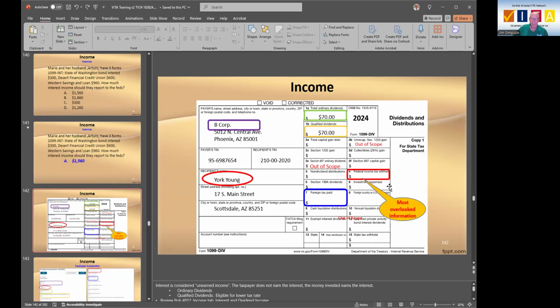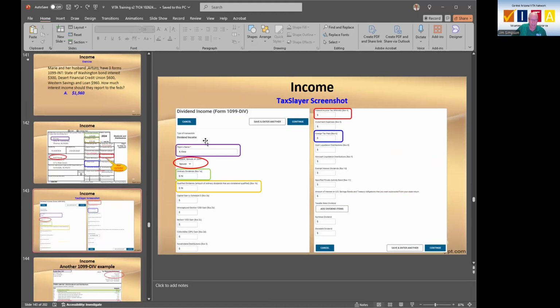Okay. Here's a form for dividends, which pretty much models the interest form. And it's the same thing that you're going to input into TaxSlayer, only you're going to choose 1099-DIV instead of INT. Here's the TaxSlayer screenshot. Again, it looks very similar. Nothing fancy about this.